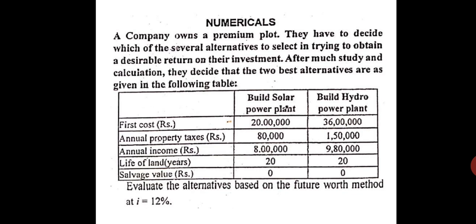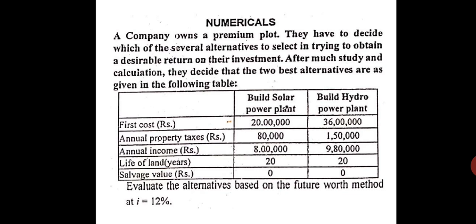Evaluate the alternatives based on the future worth method at an interest rate of 12%. Now you can see there are two options. One is to build a solar power plant in that plot, or to build a hydro power plant. The first cost, my initial cost, that capital expenditure, is 20 lakhs for the solar plant and 36 lakhs for the hydro plant.